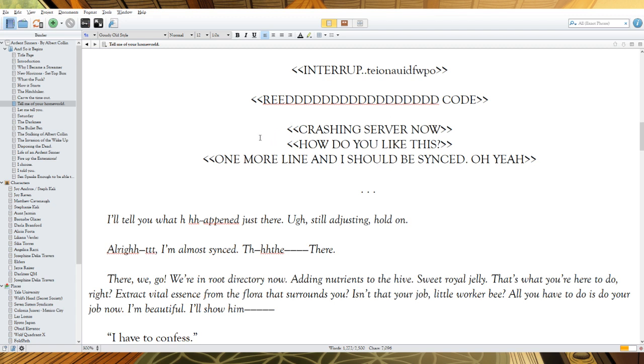Server crash. I'll tell you what happened just there. Still adjusting. Hold on. All right. I'm almost synced. There we go. We're in root directory now.